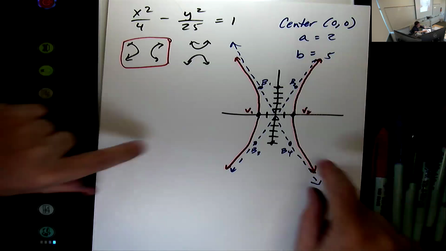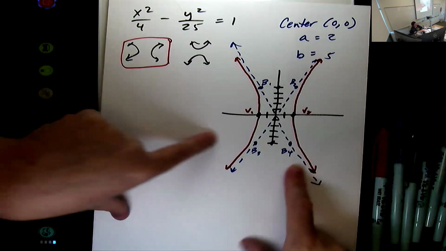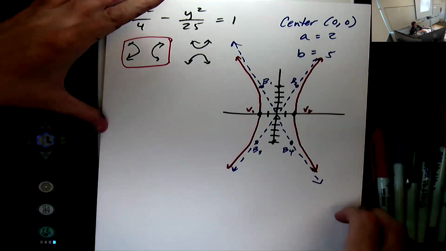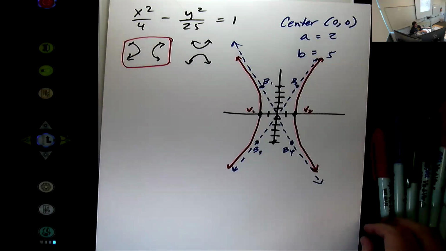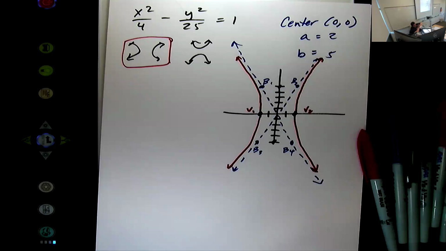What makes the asymptotes perpendicular? How could I get asymptotes that are perpendicular? If the number on the bottom, if A equals B. Yeah. Then your lines are going to look like that. It'll be a square, not a rectangle, and so the diagonals will cross at a right angle. So kind of like a circle, but with a minus sign.